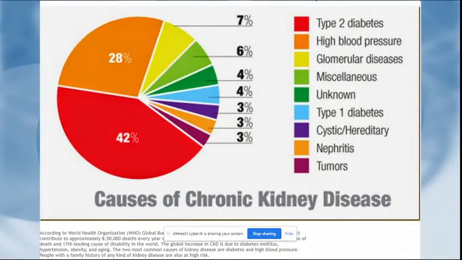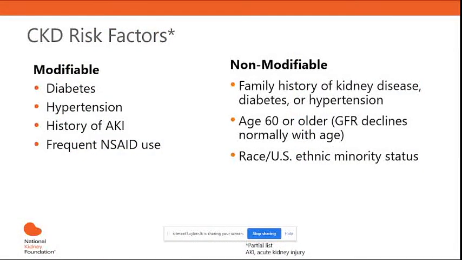If you look at the causes or etiologies of CKD, a large chunk, about 42%, is due to type 2 diabetes. So type 2 diabetes is a major contributor to chronic kidney disease, followed by high blood pressure at about 28%. Other diseases like glomerular disease and type 1 diabetes come fairly low. So the major contributors are type 2 diabetes and hypertension. If you properly manage these two conditions, you can actually reduce the burden of CKD.